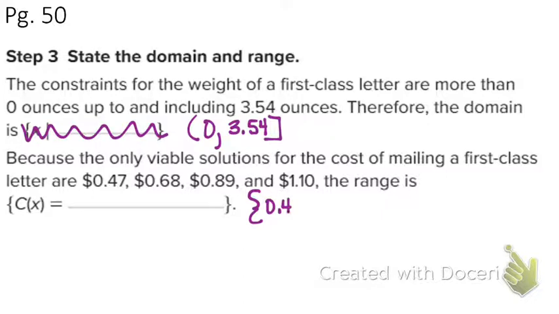So 0.47, 0.68, 0.89, and $1.10. That would be my range. So the range is an actual list of numbers.